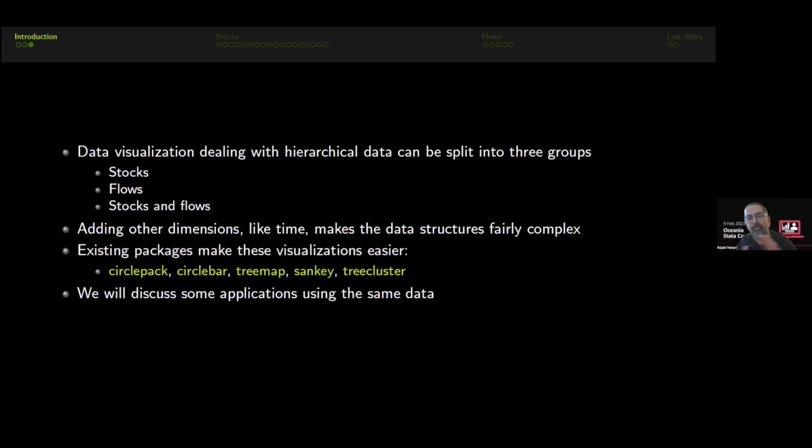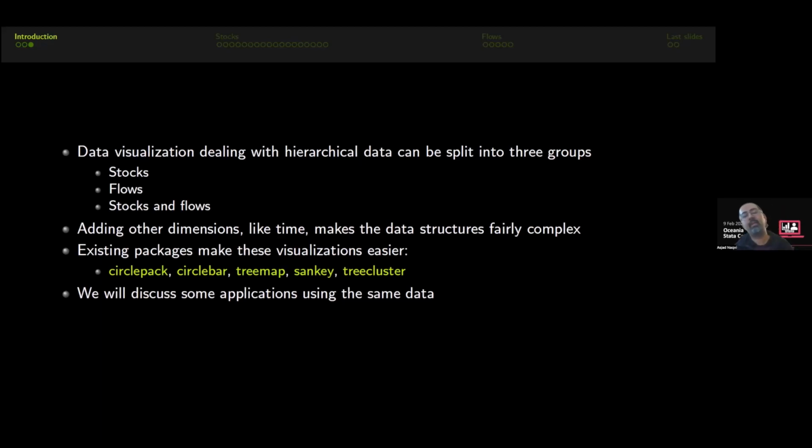This is not so much related to the econometrics estimation parts. A lot of these visualizations are very powerful and useful if you're promoting your work or research or trying to explain the data. And a lot of existing packages make these types of visualizations easier, which briefly I will also discuss today.